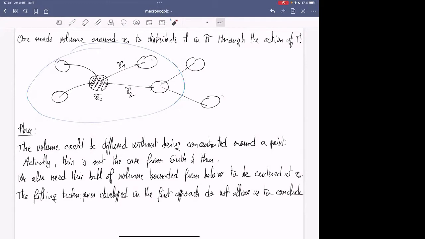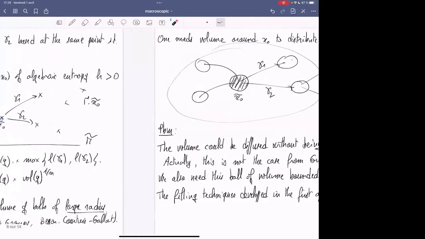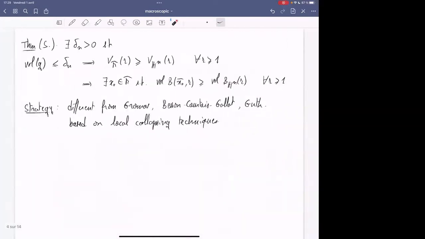So the first issue is that the volume could be diffused through the manifold without being concentrated around a point. How do we know that there's volume around at least one point? And that's precisely what Guth's theorem is about. It says that somewhere on your manifold there's a ball of radius one, say, that carries some volume. By carry some volume, it's just where is it in this result?